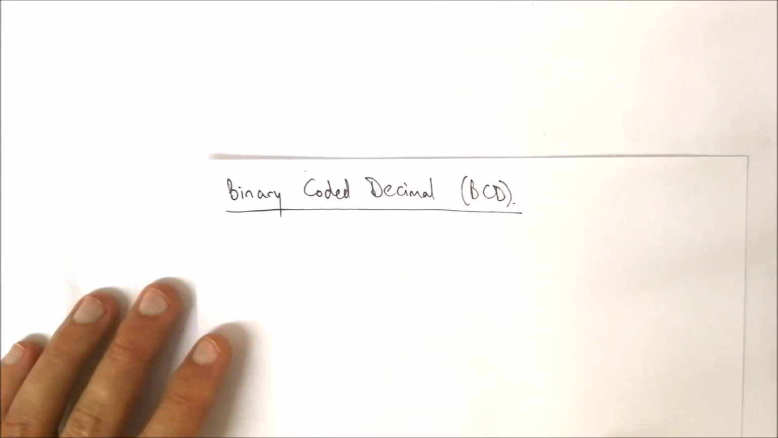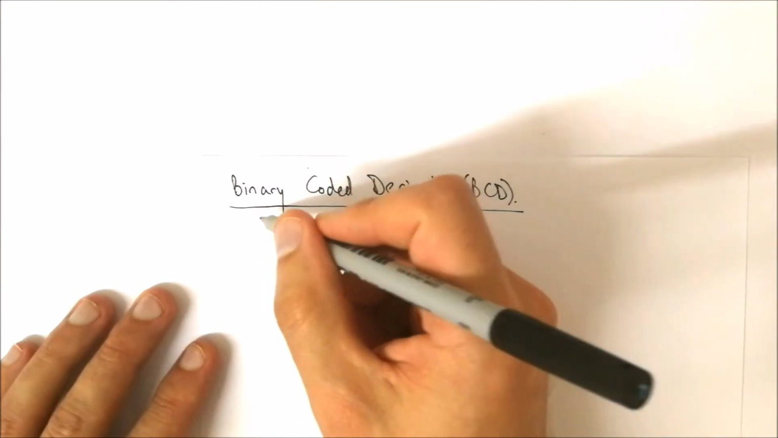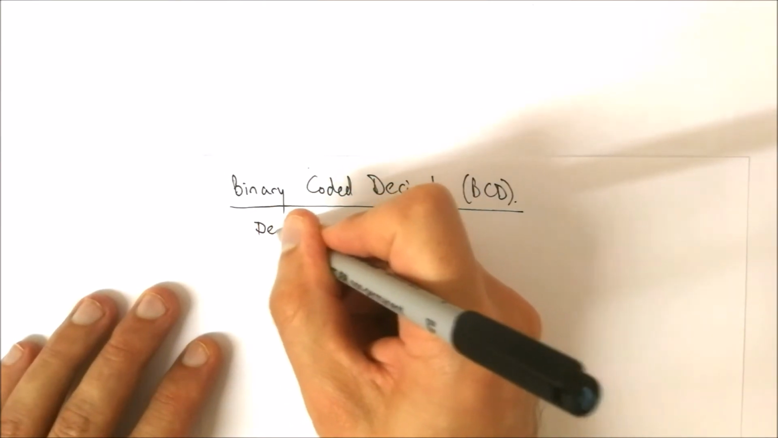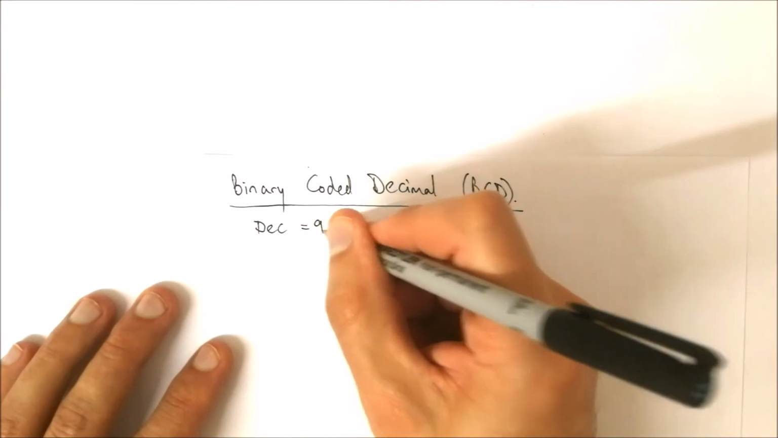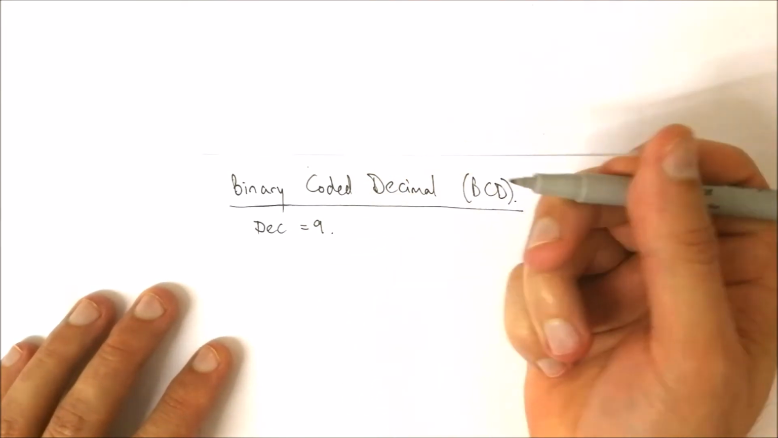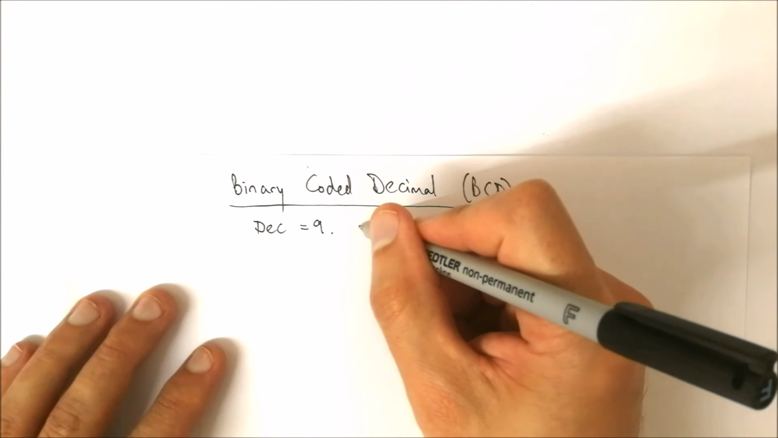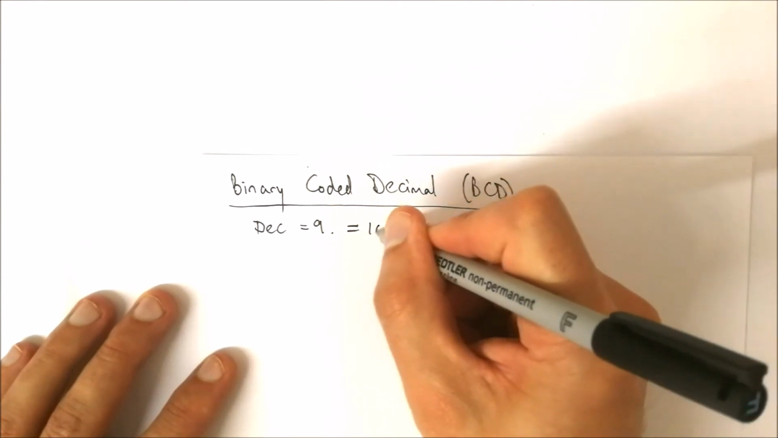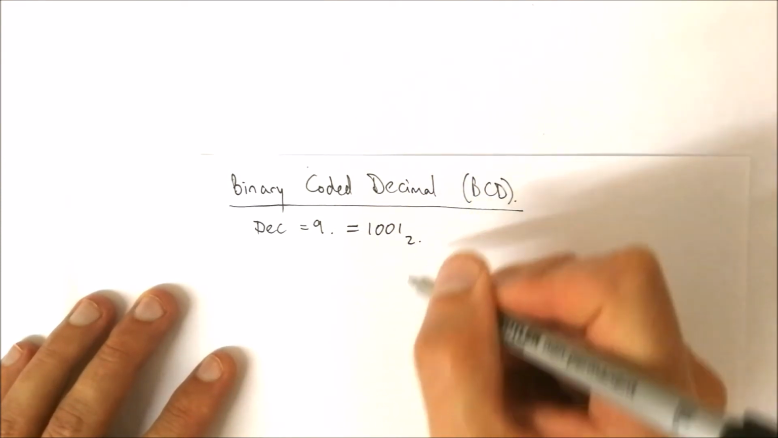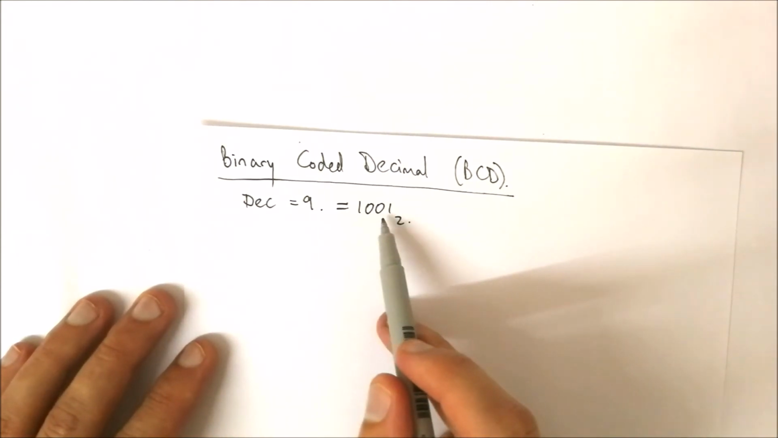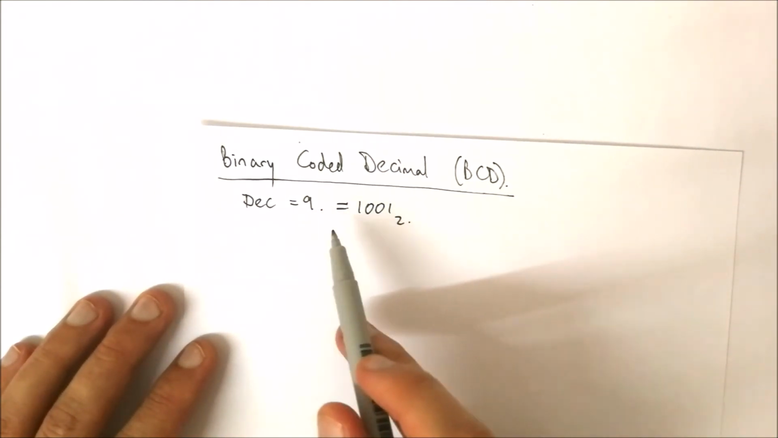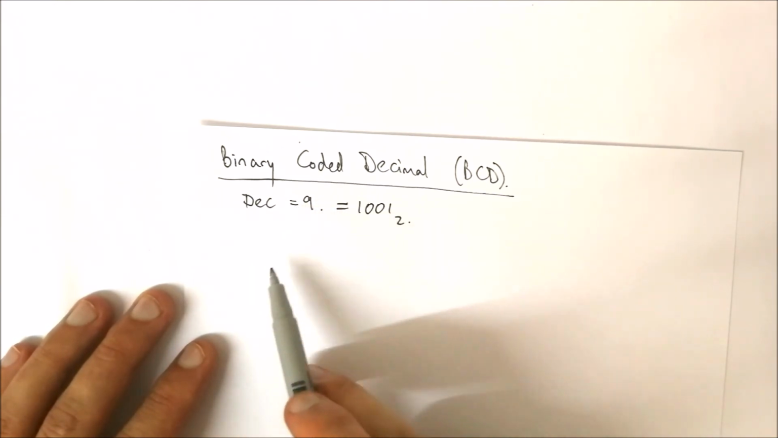So if you look at your decimal numbers, the maximum digit is a 9. And a 9 in binary is equal to 1001. That means that we're going to need 4 bits to represent a specific number.